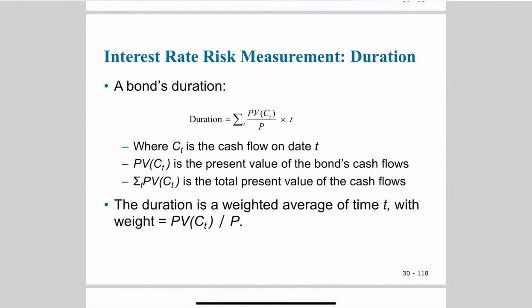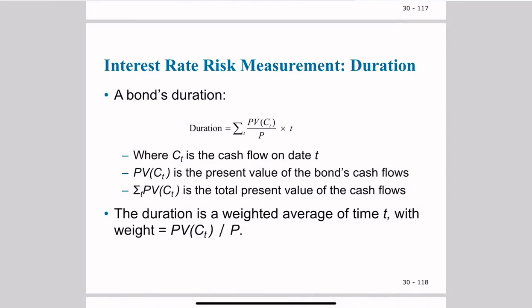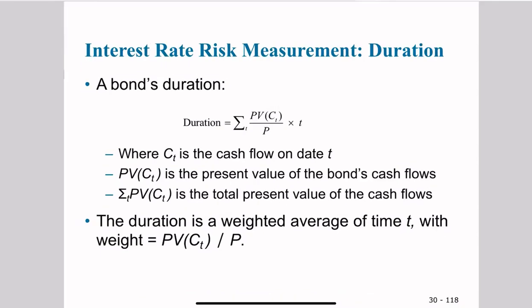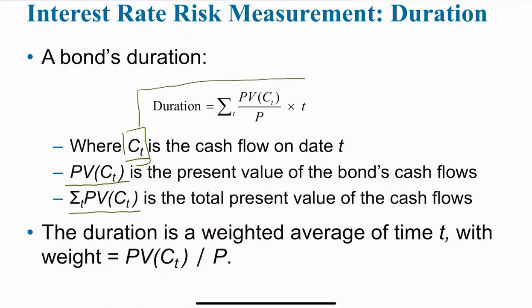Okay, first let's define duration. So we will focus on the duration of a bond. Let's first define these notations. CT is the cash flow on date T. And PVCT obviously is just the present value of the bond's cash flows. And this sigma PVCT is the summation, the total of the present value of the cash flows. And the duration is defined by this formula. So let me explain.